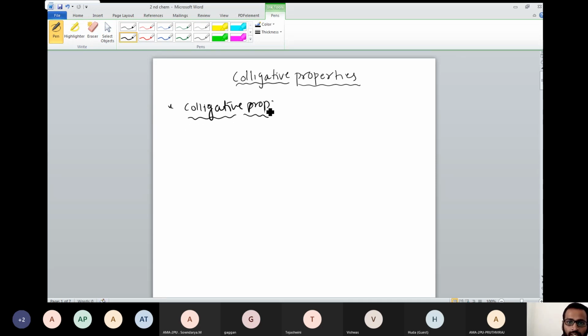So colligative property means the properties which depend on the total number of particles. I repeat, colligative property means the property which completely depends on the total number of particles. Very important. So I will write first what is colligative property. Today you will have an introduction, no problem. But listen carefully.